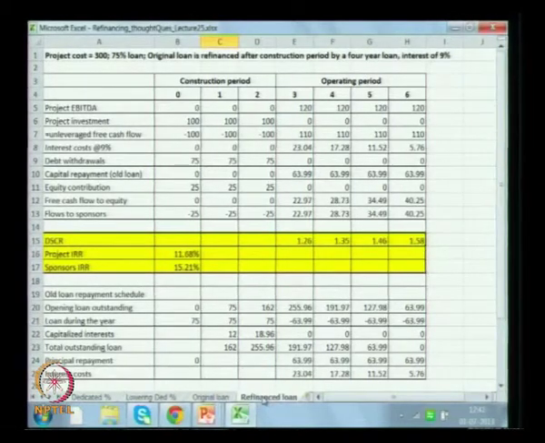Now let us assume that the loan has been refinanced. That means at the end of the construction period, the entire loan that was outstanding is being refinanced by a new form of loan. So, the project cost is 300, which is what has been used for construction, and 75% has been loan, like we have seen earlier, but then the original loan is refinanced after the construction period by a 4-year loan, and this 4-year loan has an interest of 9%. Why is the interest 9%? Because it is a long term loan, and therefore the interest rate is higher.